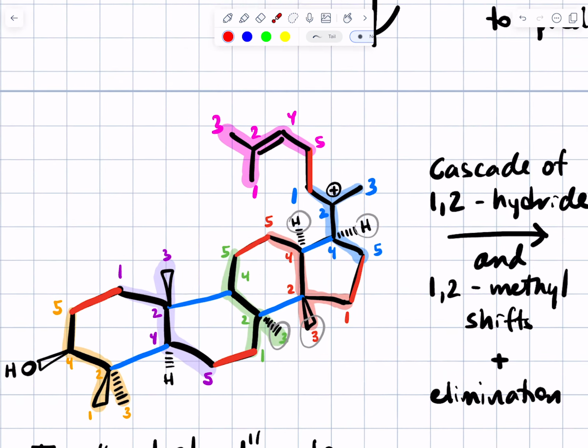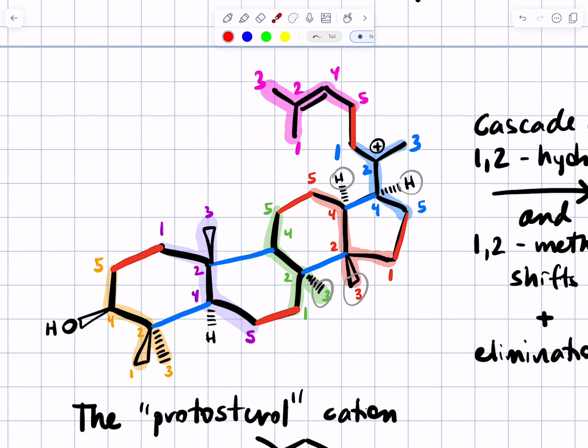Zooming back in on the protosterol cation, if we did an elimination reaction, we could have pi bonds here or here or here, but we actually want it here. So to get the pi bond there, we basically need to move this positive charge from up here all the way there. What's going to happen is a crazy series of carbocation rearrangements, one after the other.